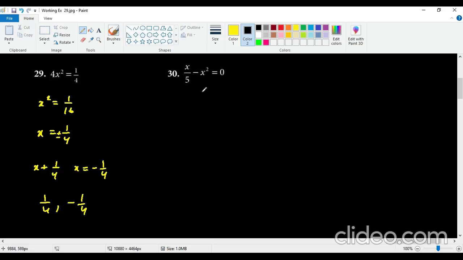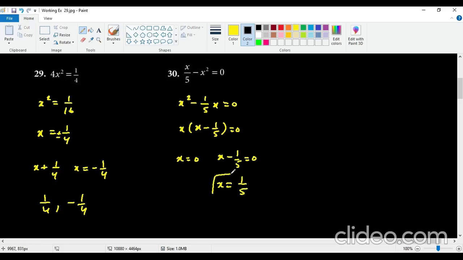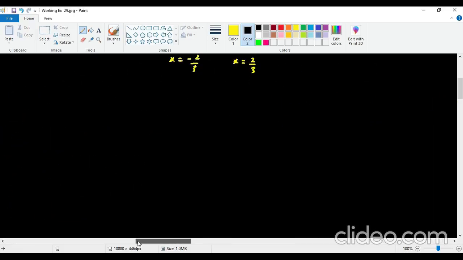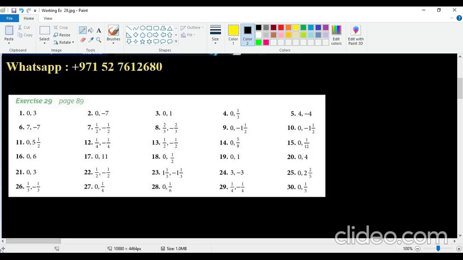When it comes to question number 30, I can rewrite this as positive x square minus 1 over 5x equals 0. That means x is common. x times (x minus 1 over 5) equals 0. That means the first value of x is equal to 0, and x minus 1 over 5 equals 0. That means the value of x is going to be positive 1 over 5. These are the two values of x. x equals 0 and x equals 1 over 5. This was the last question for this exercise. These are the answers for all the questions.